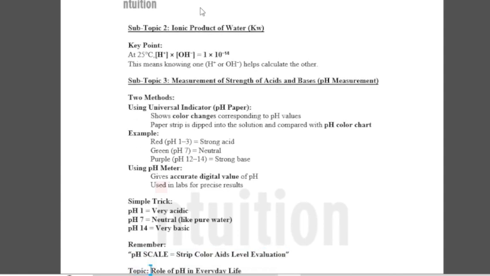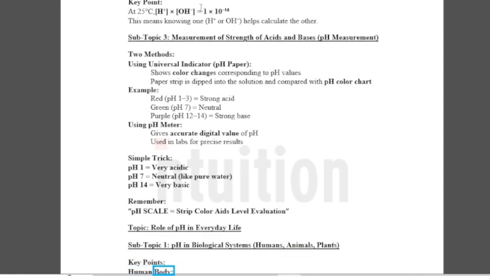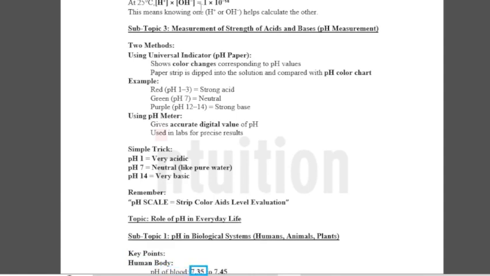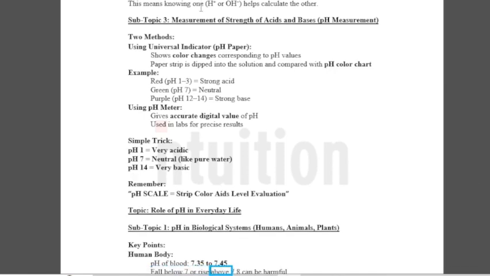Topic: Role of pH in everyday life. Subtopic 1: pH in biological systems: humans, animals, plants. Key points: in the human body, the pH of blood is 7.35 to 7.45. If it falls below 7 or rises above 7.8, it can be harmful.